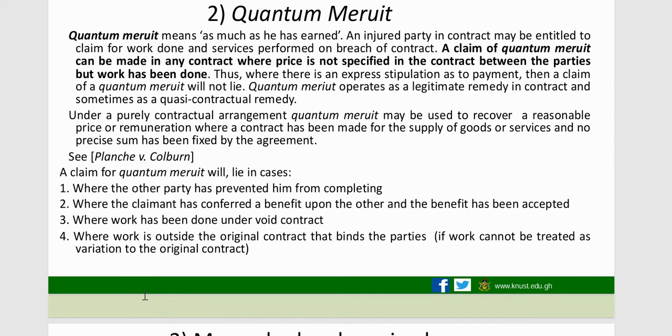Then let's look at quantum meruit. So quantum meruit here means as much as is deserved, right? As much as is deserved. So this means payment for work already done, especially when there is no agreed price, or the contract becomes void and incomplete. I know you know void and incomplete, right? So for quantum meruit, it means as much as he has earned.